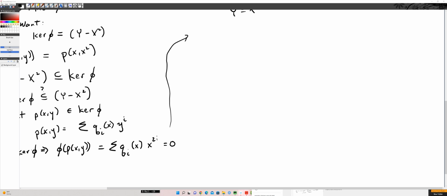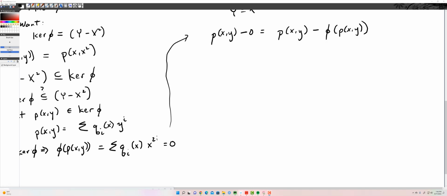I'm now going to do something rude and draw a line up here so that I have more space. So one thing I can write here is that P of x minus 0, which is just P of xy minus phi of P of xy, since P of xy is in the kernel of phi, it goes to 0. And then I can rewrite using these definitions. And I get something that looks like this.